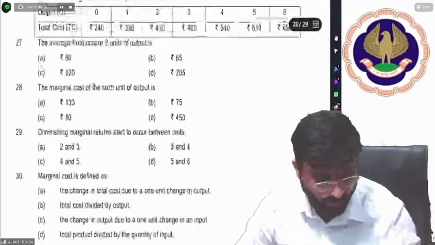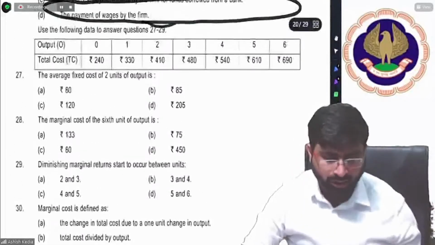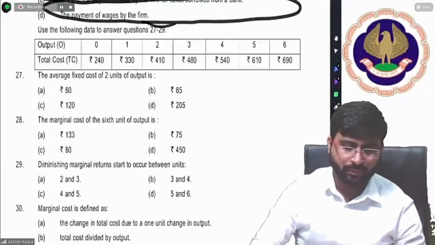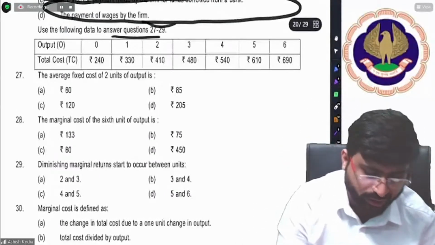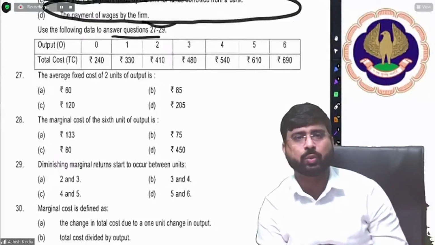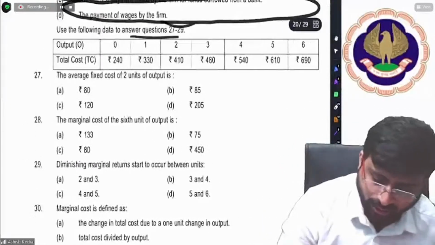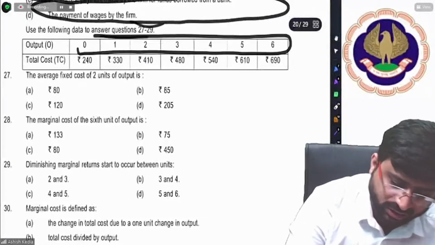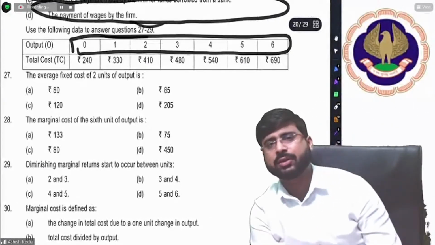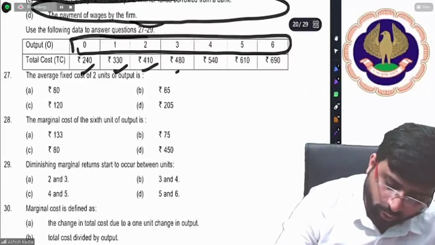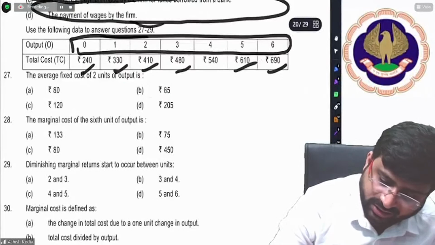Moving on. Let's move on to the next one and see what is going on. Use the above data to answer the given questions. You're operating from 0 to 6th level. Now, total cost here is 240, 330, 410, 480, 540, 610, 690.